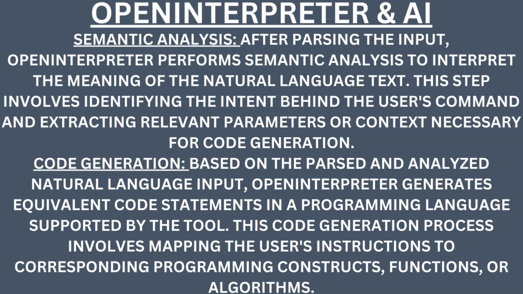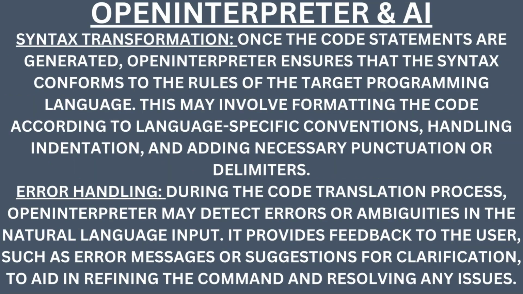Based on the parsed and analyzed natural language input, Open Interpreter generates equivalent code statements in a programming language supported by the tool. This code generation process involves mapping the user's instructions to corresponding programming constructs, functions, or algorithms. Syntax transformation. Once the code statements are generated, Open Interpreter ensures that the syntax conforms to the rules of the target programming language. This may involve formatting the code according to language-specific conventions, handling indentation, and adding necessary punctuation or delimiters.